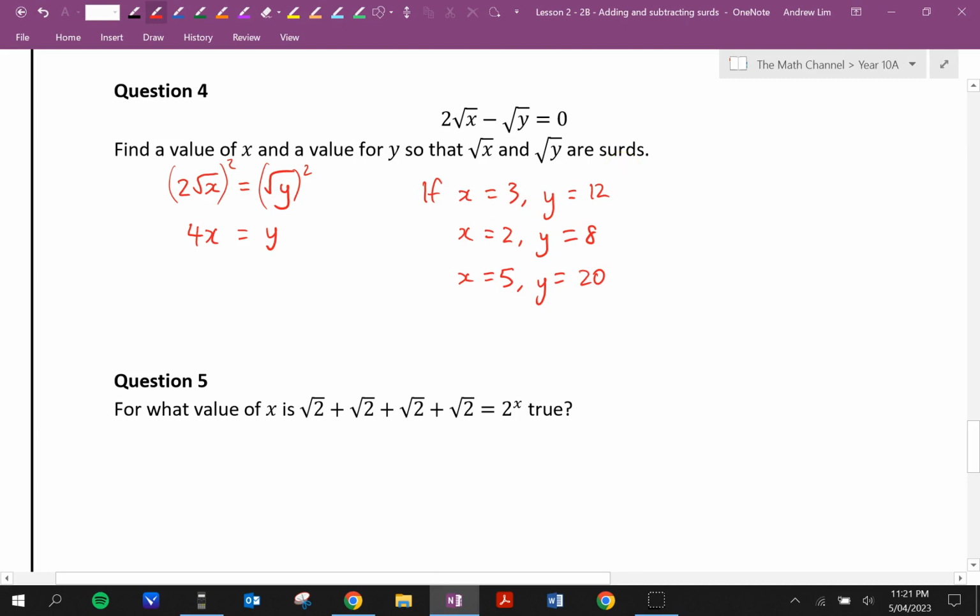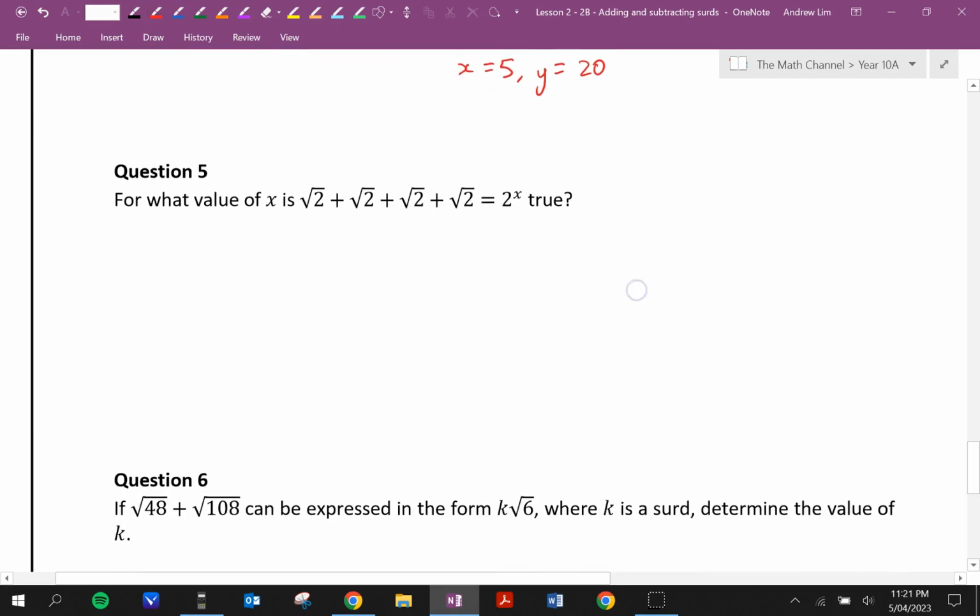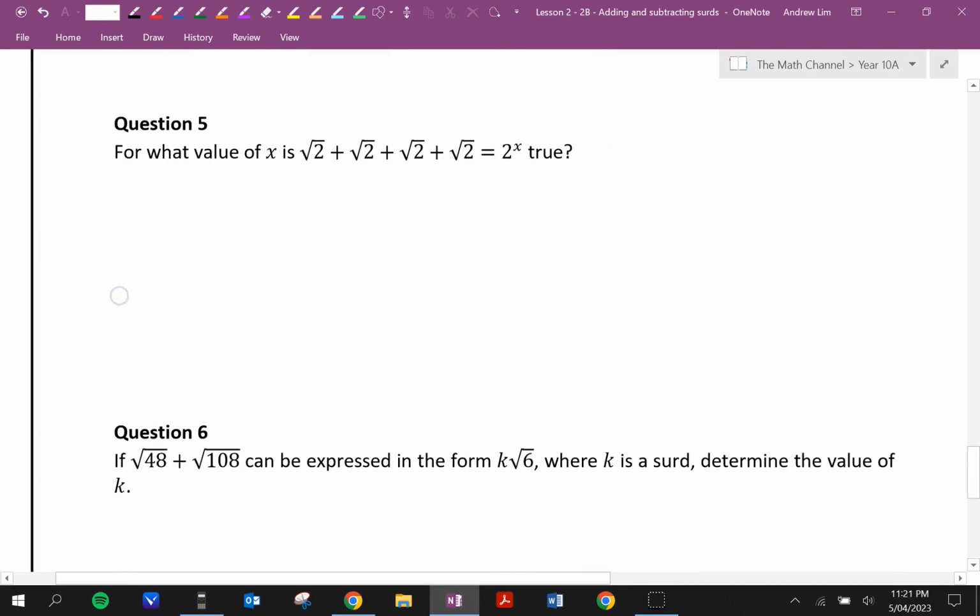For what value of x is root 2 plus root 2 plus root 2 plus root 2 equal to 2 to the power of x? So what we have here is 4 lots of root 2.